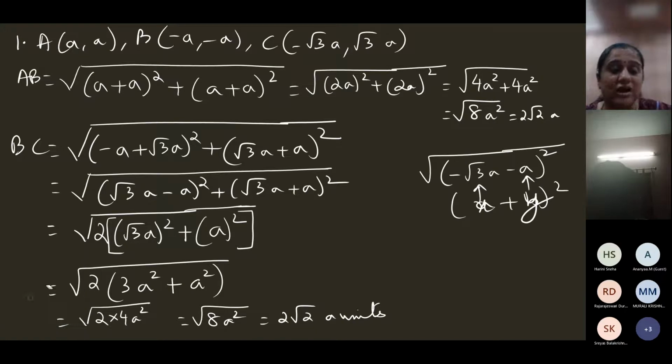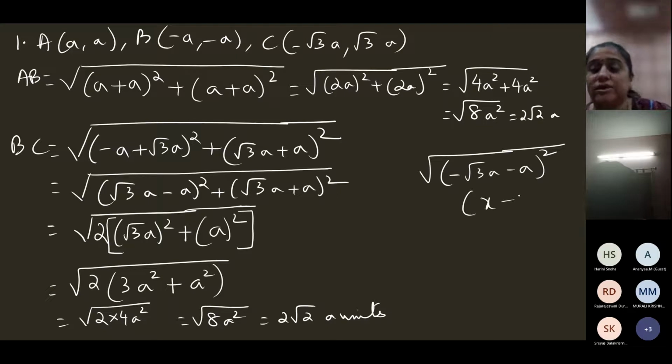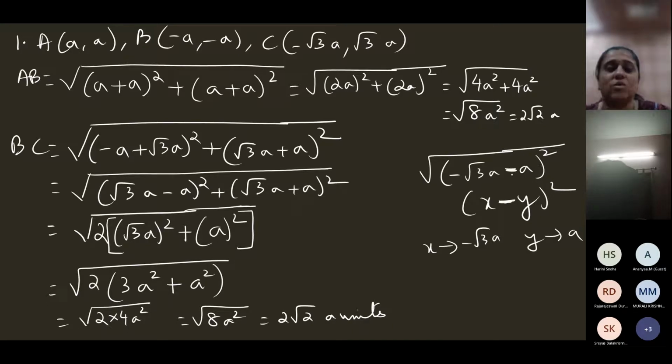If you expand this using the identity x minus y the whole square, your x will be minus root 3a, but your y will be only a, because here minus y is minus a. Minus y is equal to minus a, so y is equal to a. But x is what? X is equal to minus root 3a. So you can expand using this identity also, x minus y the whole square. There your x is minus root 3a and y is just a. So you should use these. Like this you should substitute. That's all it is.